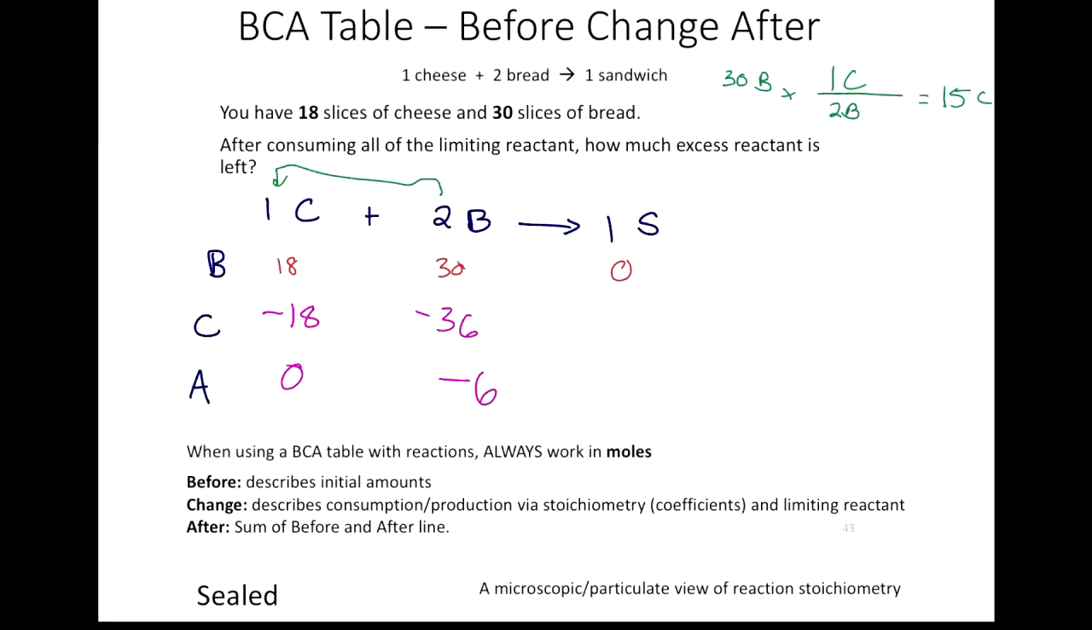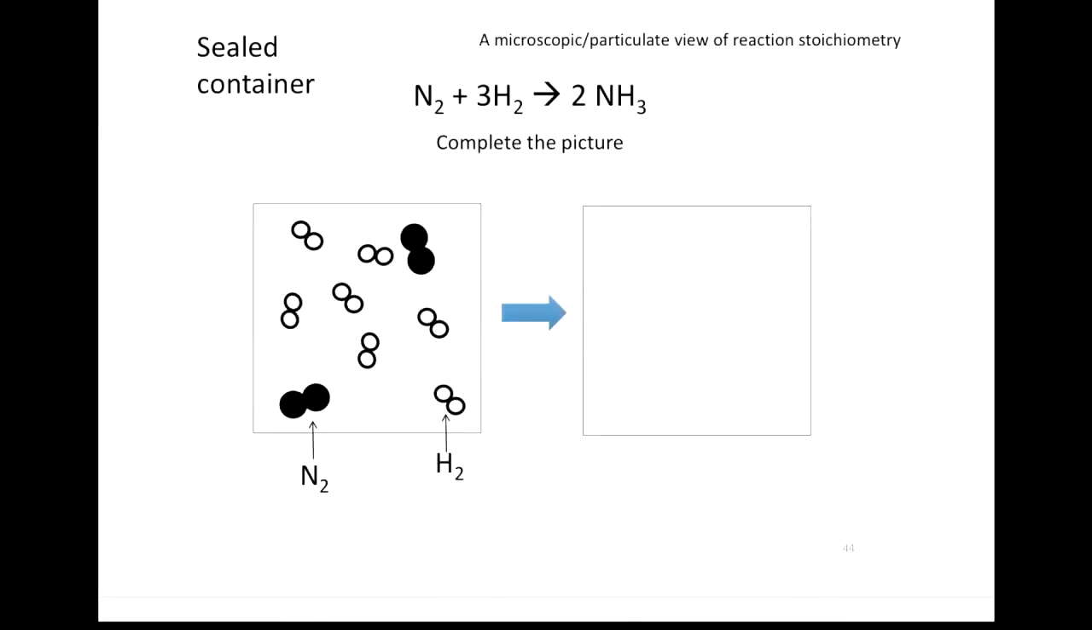And so I hope what you recognize here, a BCA table can be really powerful because it's showing you comprehensively what's happening. So if you choose the wrong thing, you'll get weird numbers like negative amounts of bread, and you don't want that. All right, so that's why BCA tables are useful here. All right, so let's do another example here.